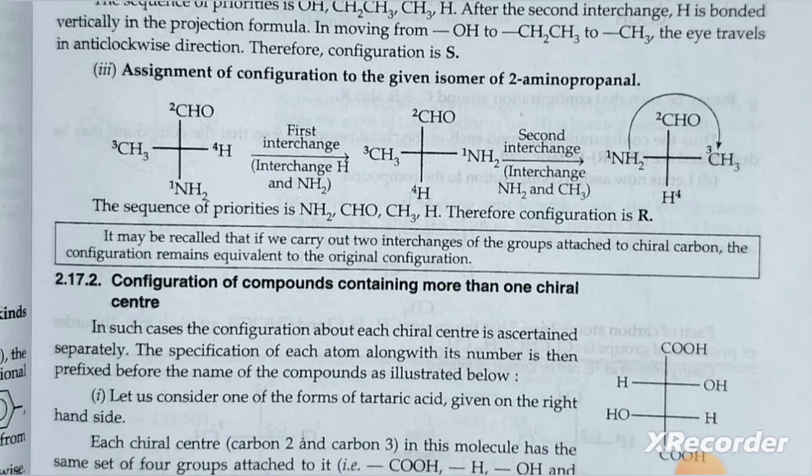Third is assignment of configuration to the given isomer of 2-aminopropanal. The sequence of priorities is NH2, CHO, CH3, hydrogen. Therefore, the configuration is R. It may be recalled that if we carry out two interchanges of the groups attached to the chiral carbon, the configuration remains equivalent to the original configuration.